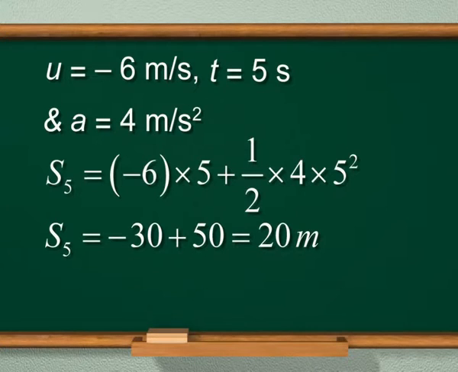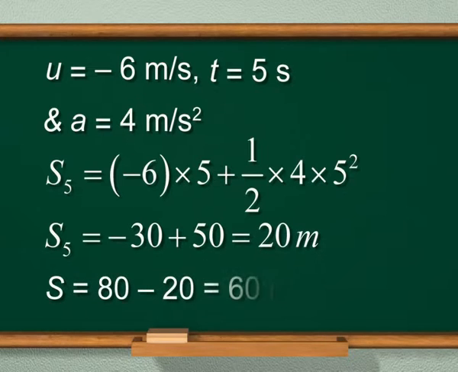Now, substituting the values of s8 and s5 in equation 4, we get s is equal to 80 minus 20, which is equal to 60 meter. Hence, the distance covered by the body in the next 3 seconds is 60 meter.